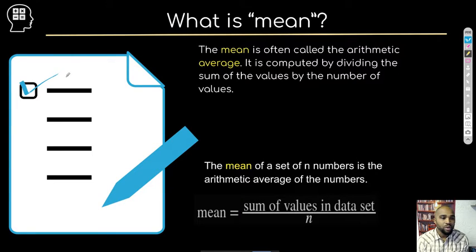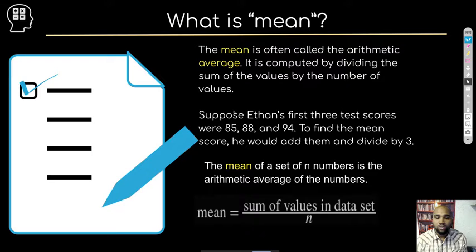Suppose Ethan's first three test scores were 85, 88, and 94. To find the mean score, he would add them all up and divide by 3. Let's act like this is his report card. He had an 85, an 88, and a 94, and he's wondering, what is the mean of these numbers?